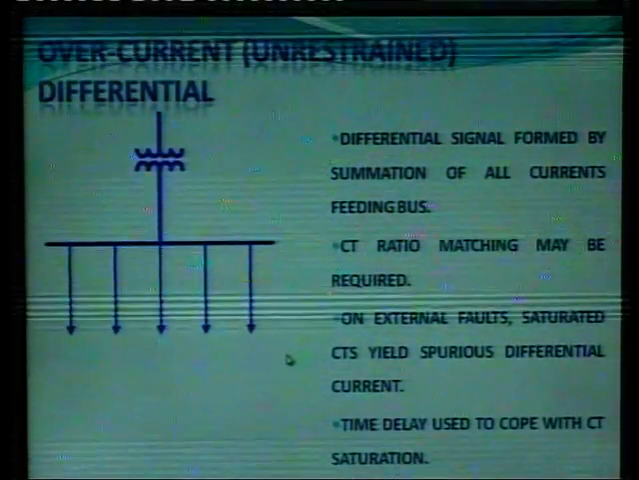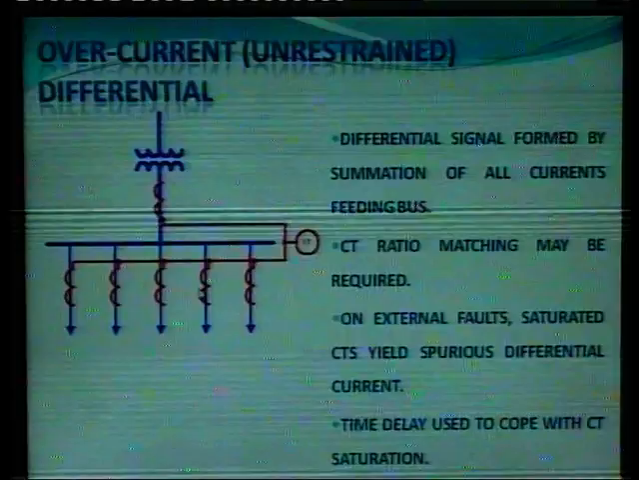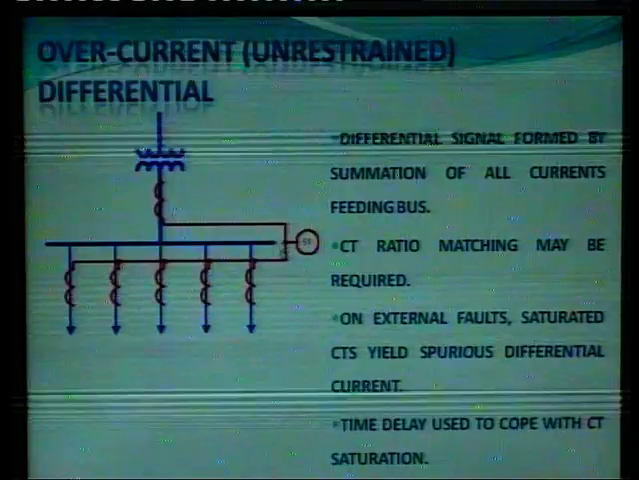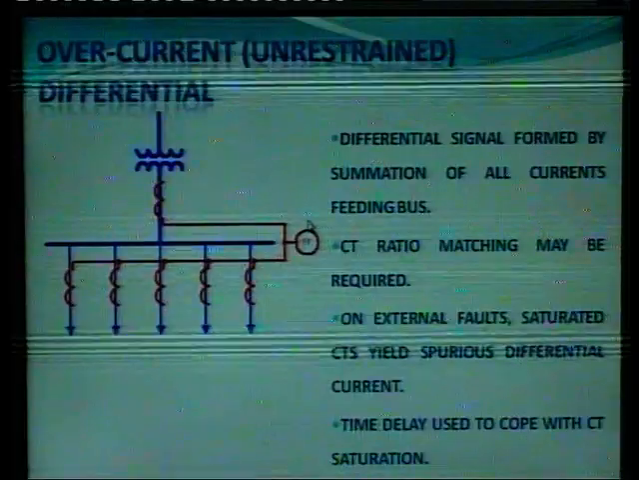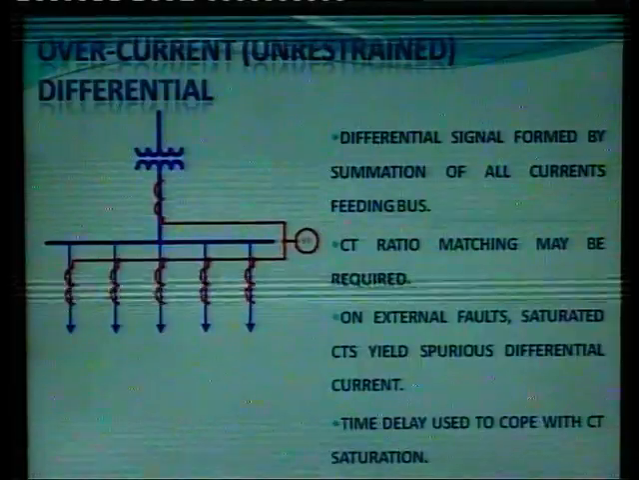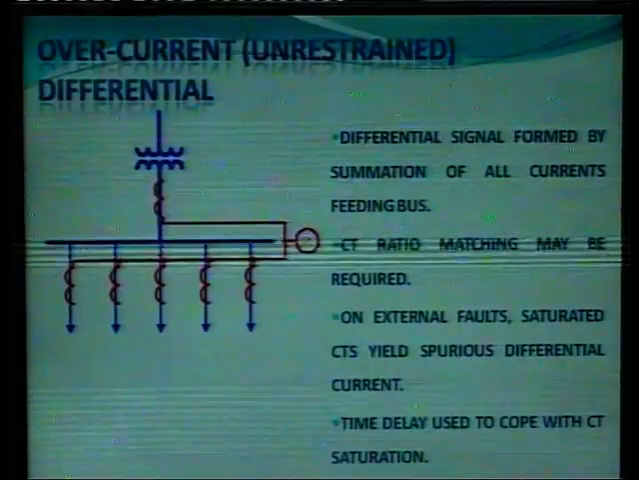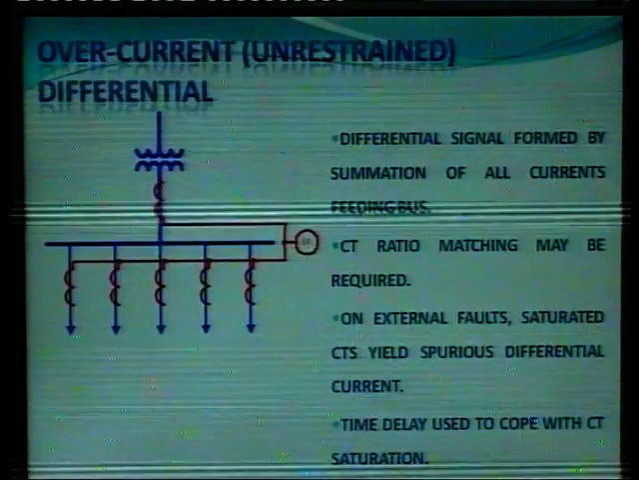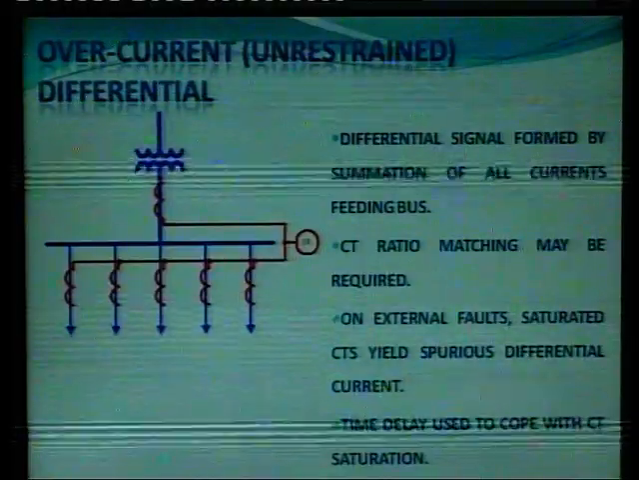The second is the overcurrent unrestrained differential scheme. Now here the incoming and outgoing CTs are connected via a single differential signal formed by summation of all the current feeding the bus. Now CT ratio matching may be required. On external faults, saturated CTs yield spurious differential current, and a time delay is used to cope with CT saturation.